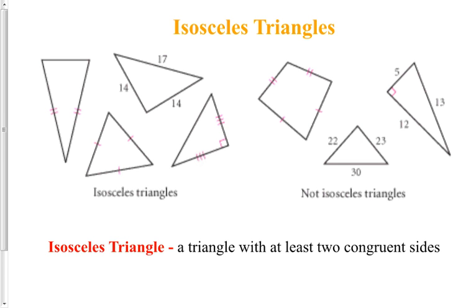So by definition, an isosceles triangle is a triangle with at least two congruent sides. Pay close attention to the phrase at least, because as we saw up here, this is actually an equilateral triangle, but it also classifies as an isosceles triangle.